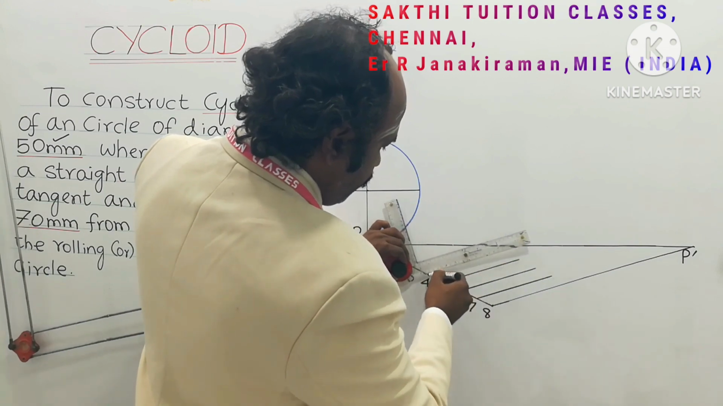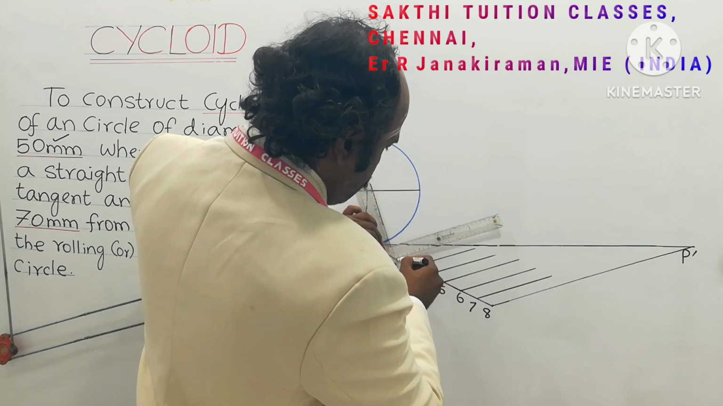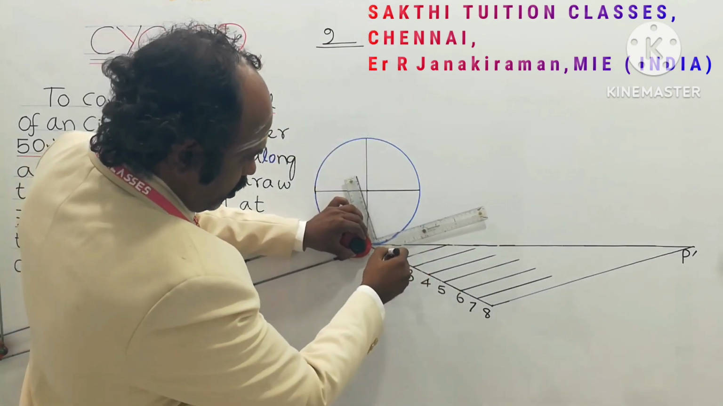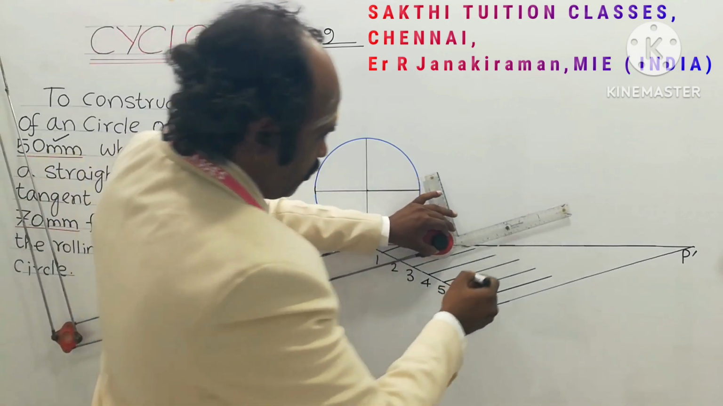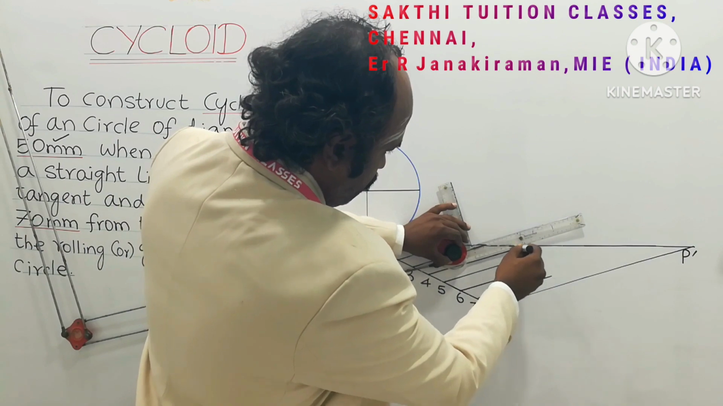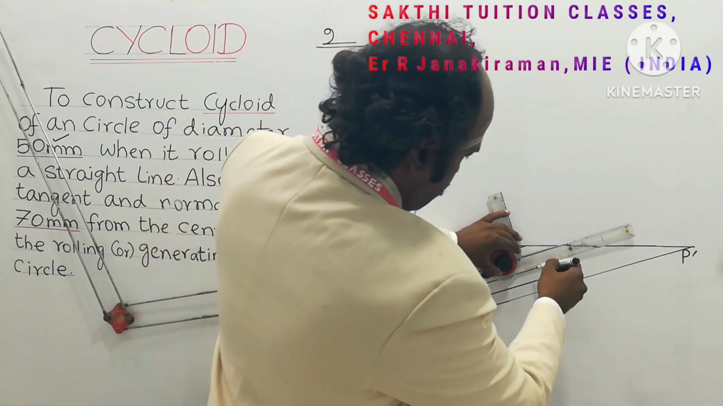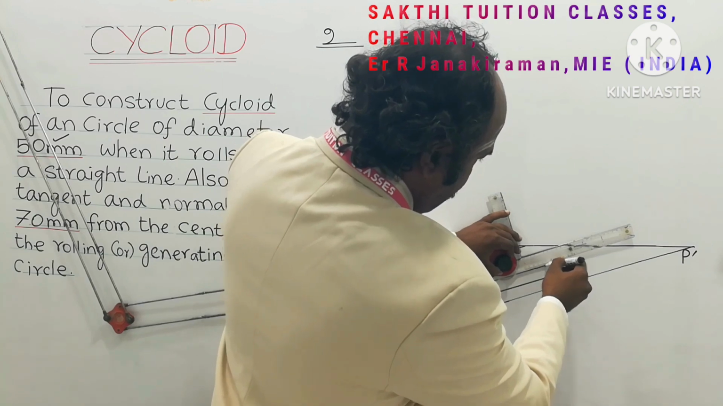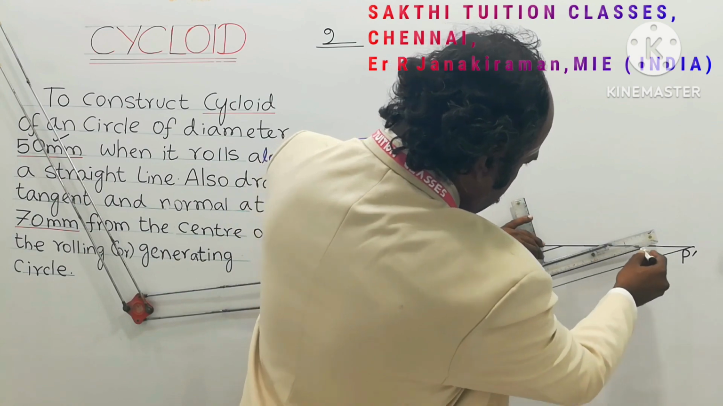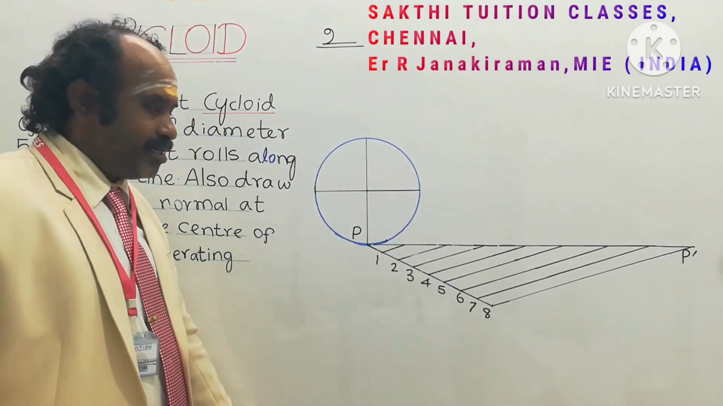So draw inclined parallels passing through the marked points 7, 6, 5, 4, 3, 2 and 1. These works shall be carried out using a hard pencil called an H pencil. Understand?